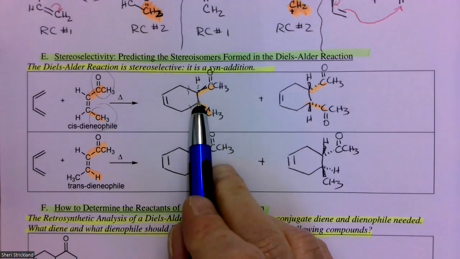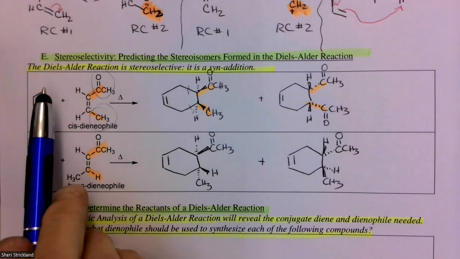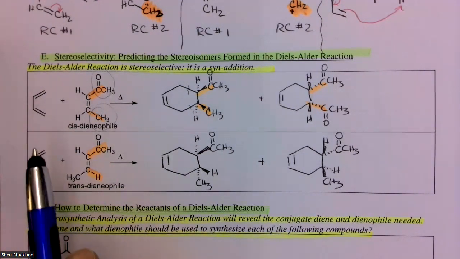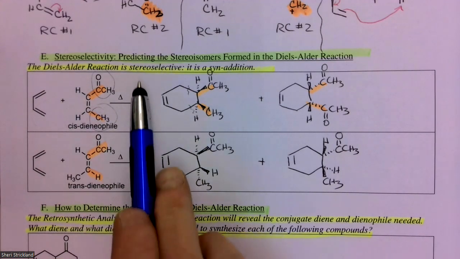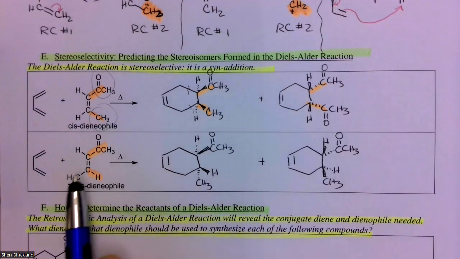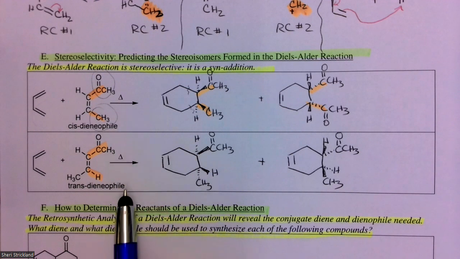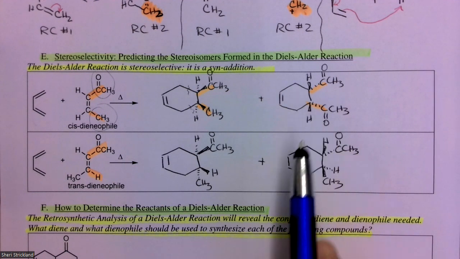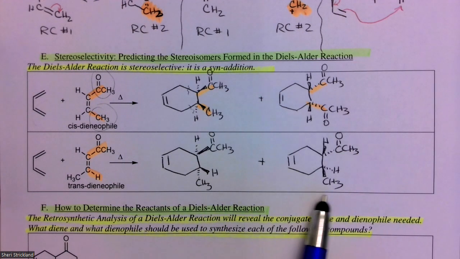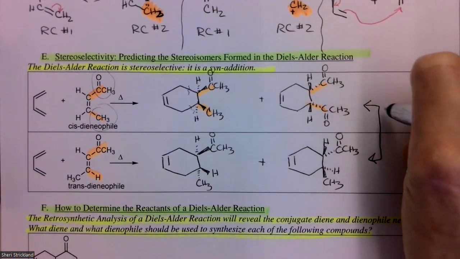These 2 bonds are formed on the same face of the conjugated diene, either both from above or both from underneath, whether you're talking about cis or trans. So it's stereoselective because it's syn, but you can also see that it's stereospecific, because if we start with the cis dienophile here versus the trans dienophile there, these 2 stereoisomers are not the same as those 2 stereoisomers. So it's also stereospecific in this case.